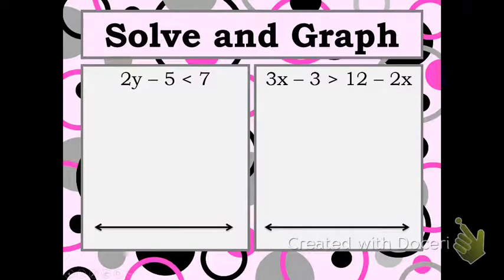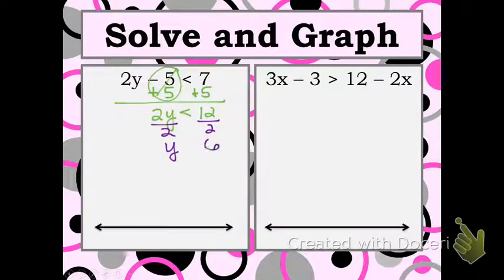Let's look at two more examples. 2y minus 5 is less than 7. I'm trying to isolate the y. The inverse of subtracting 5 is adding 5. On the left, I end up with 2y. On the right, I end up with 12. The inverse of multiplying by 2 is dividing by 2. I did not multiply or divide by a negative, so I do not switch the inequality.